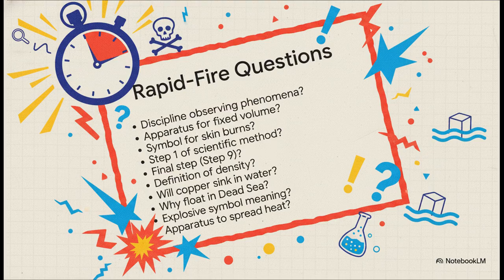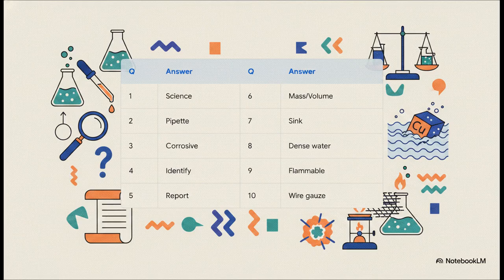Okay, got your answers locked in? Let's see how you did. Let's review these answers together. 1. That discipline is science. 2. Measuring a fixed liquid volume, you need a pipette. 3. If it causes skin burns, that chemical is corrosive. 4. Step 1 is always to identify a problem. 5. Step 9 is write a report.